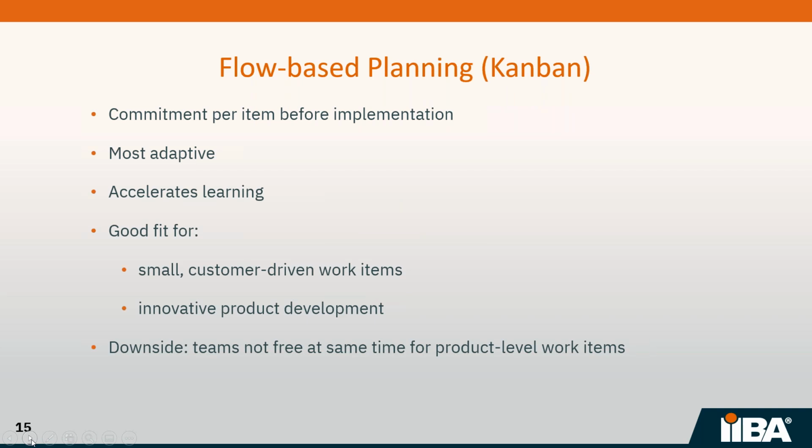So if we look at the approaches to planning, they break up into two rough approaches. Some are based on a flow-based approach, and others are based upon a time-boxed approach. Amongst the flow-based, there aren't many that are popular. Kanban is the primary one. Basically, you commit to an item by item by item before you start implementing it. And that also means that you're able to reprioritize that item until the very last minute, until you've actually started implementing it. You can see from that that one of the pluses of this approach is that it's extremely adaptive because of that ability to reprioritize to the last minute.